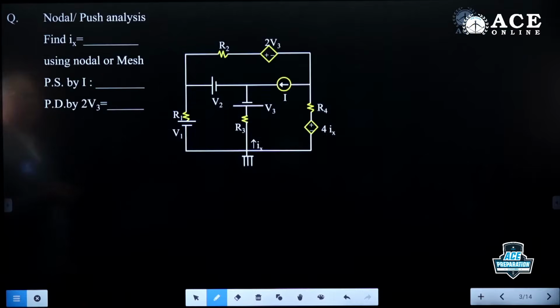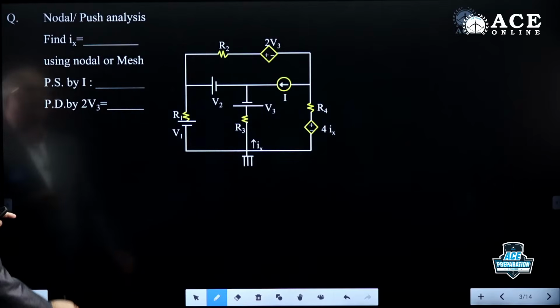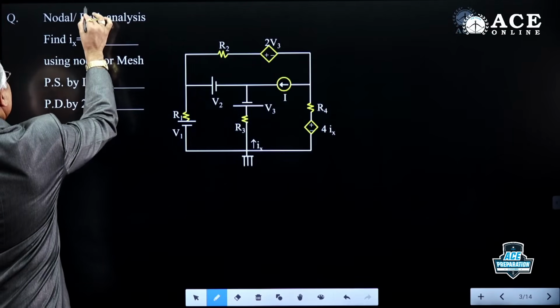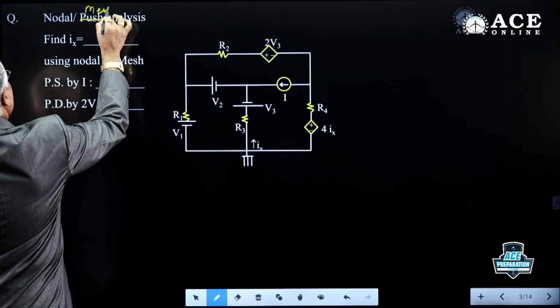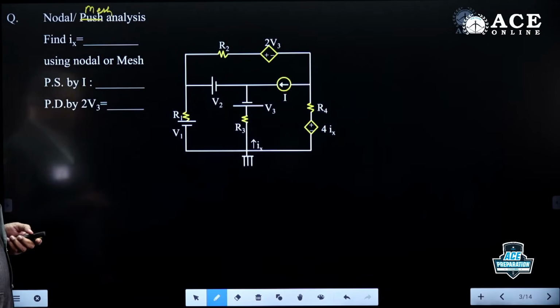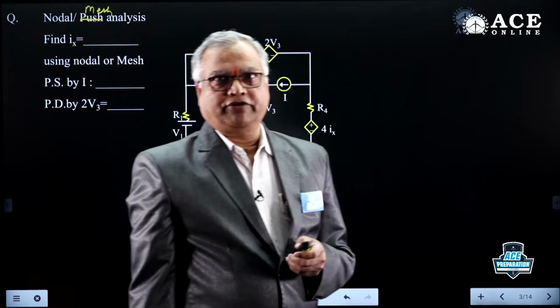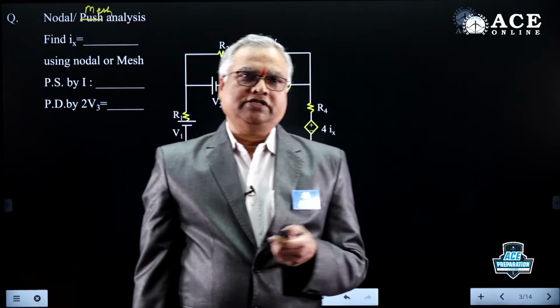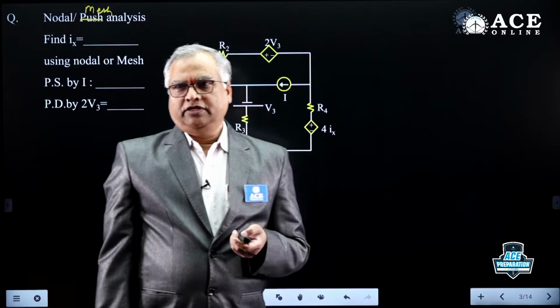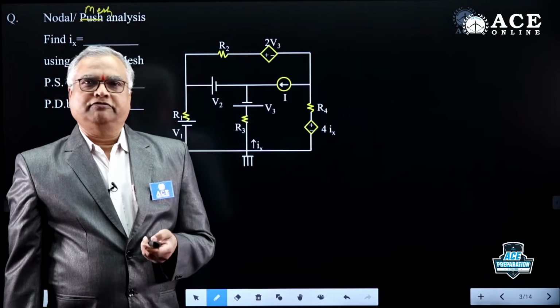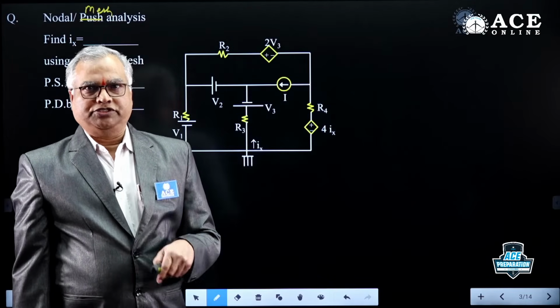Let's see another problem. Nodal and mesh analysis. Nodal and mesh is a very powerful tool. It is like an AK-47. Using an AK-47 you can kill any animal. You can solve any problem in the world using nodal and mesh.